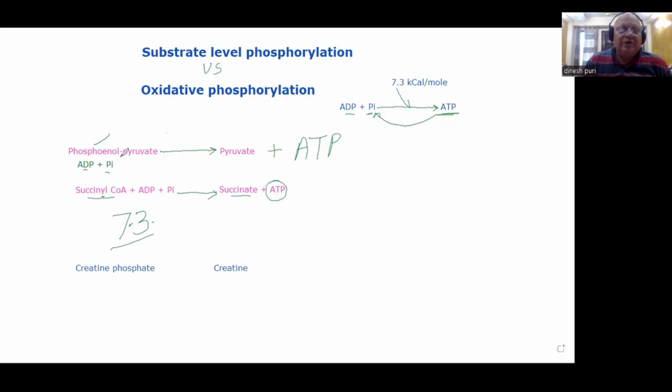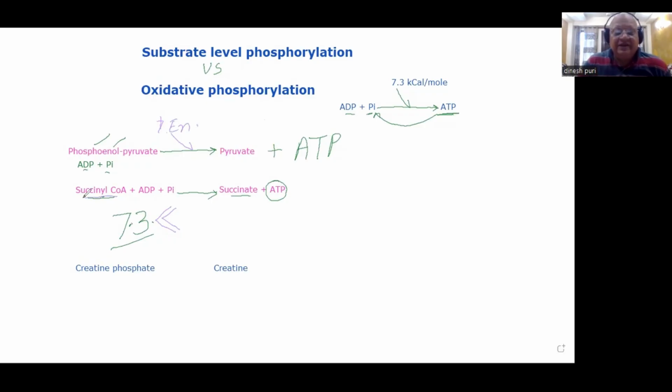Why is phosphoenol pyruvate able to generate ATP, can cause phosphorylation? Because it is what we call a super high energy compound. It lies very high on the thermodynamic scale. And when it is converted to the next product, it generates more than 7.3 kilocalories per mole of energy. And this energy can be used for generation of ATP. More than 7.3 kilocalories energy is released.